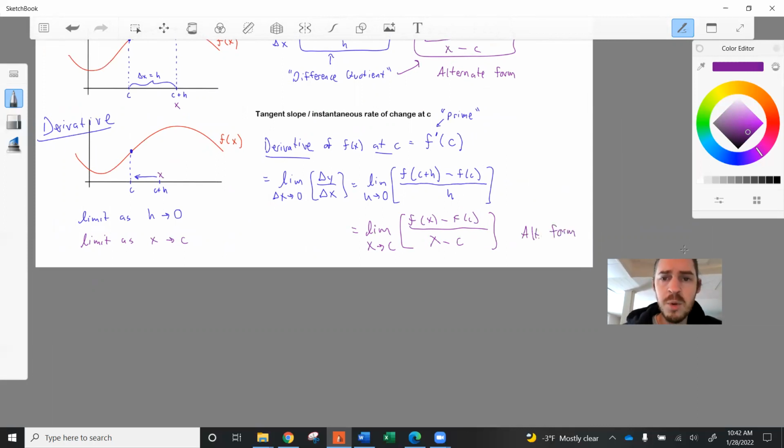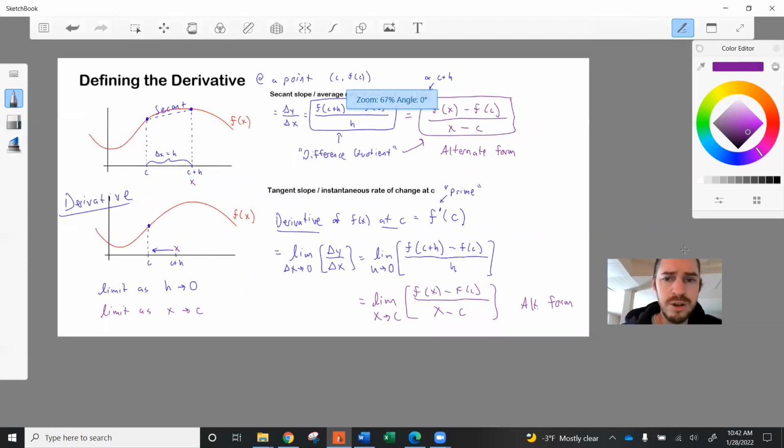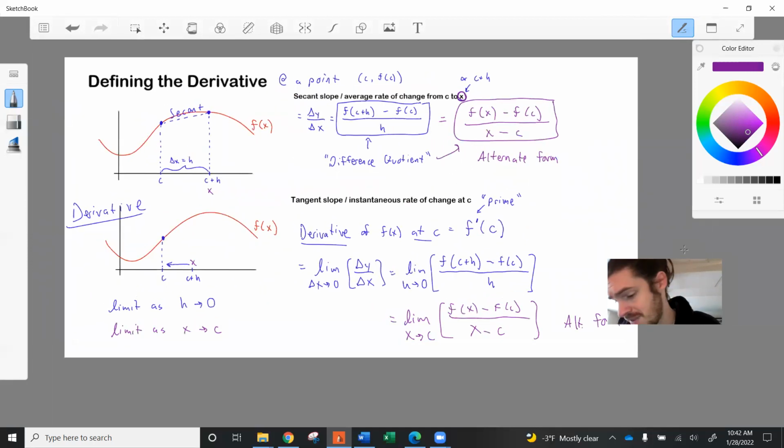Now, you might be wondering, why is that one the alternate form? Why isn't that the main one? In fact, most times that I've talked about tangent lines until now, I have been using the alternate form. So why is that alternate? Why do we prefer the version that involves the h, c plus h?